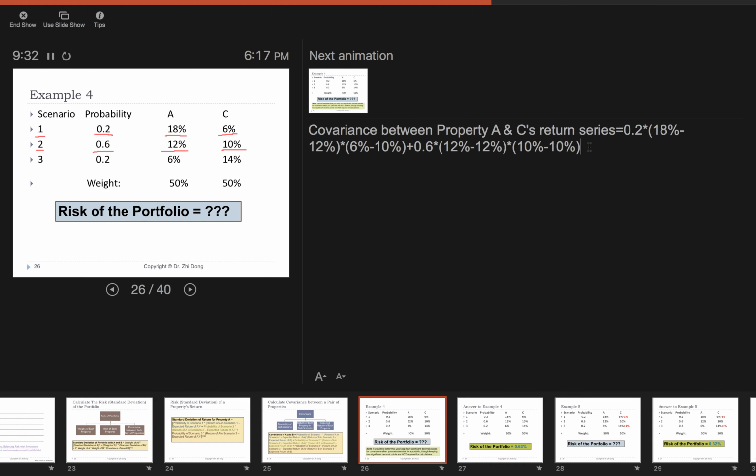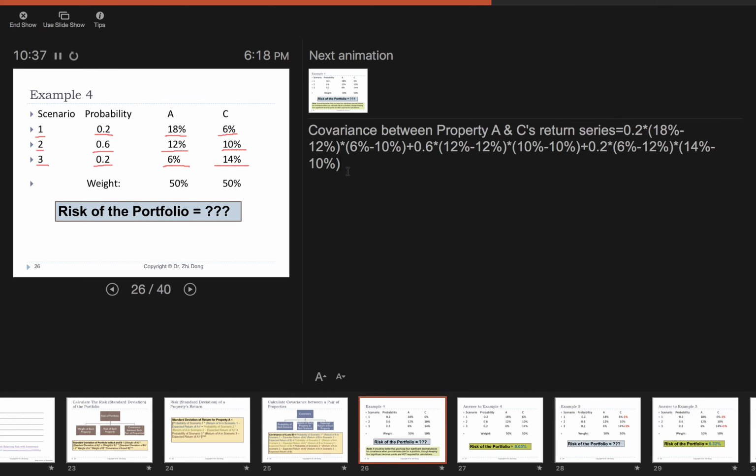Now let's move on to the third market scenario. Plus the probability under the third market scenario, 0.2, times the return spread for property A: possible return 6% minus expected return of property A, 12%. Then times the spread of return for property C under the third market scenario, still the same row as property A. So 14% minus 10% expected return for property C. Now the whole formula completes the incorporation of the three market scenarios.